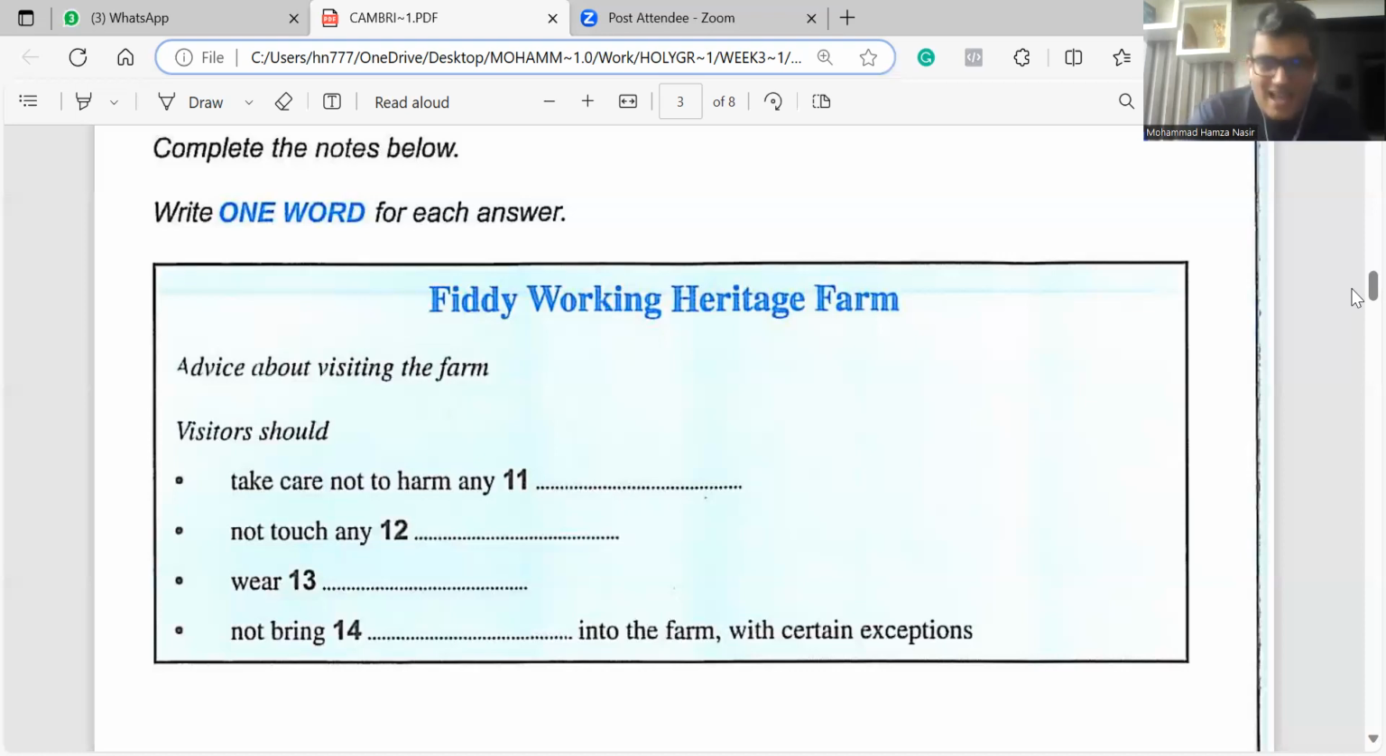Number 13, where dash, so where is your keyword? Not bring dash into the farm. Okay, there are certain things or people that you're not allowed to bring with you in the farm. There are certain exceptions, so that's number 14 for us.